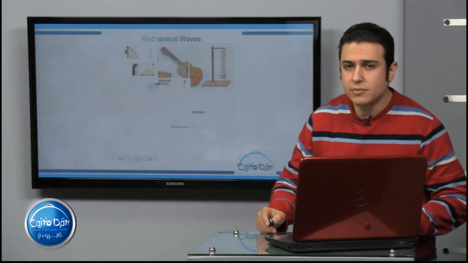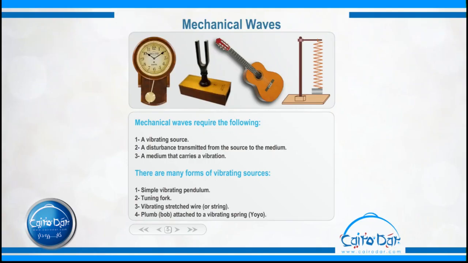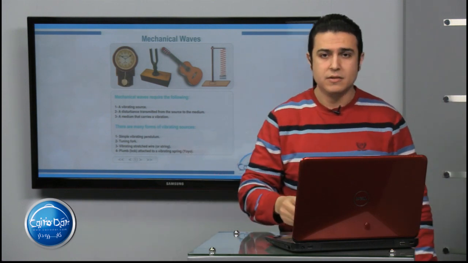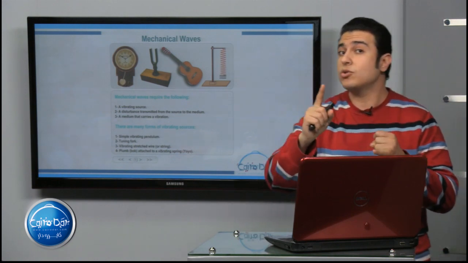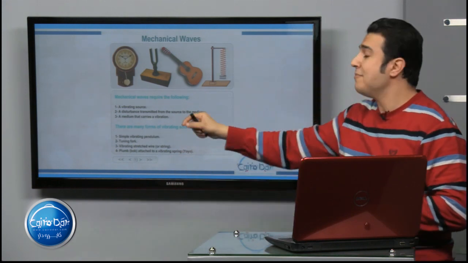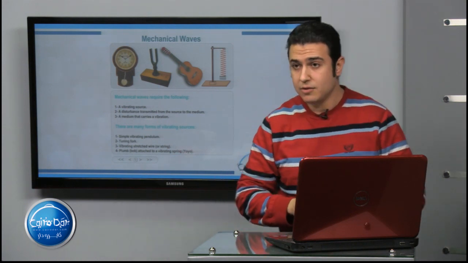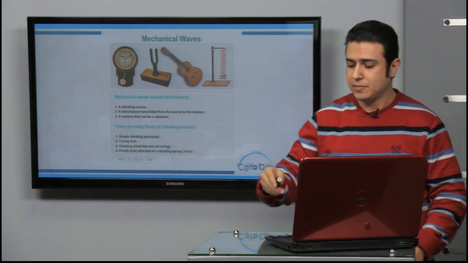Also, we have here many examples for the mechanical waves. We have here the pendulum. We have also tuning fork, a guitar, and here a bob or plumb. This bob is attached to a vibrating spring. Of course, as you see, the mechanical waves require a vibrating source. They need also a disturbance. They need also a medium that carries this vibration. That's for the mechanical waves. There are many forms of vibrating sources, as you see.